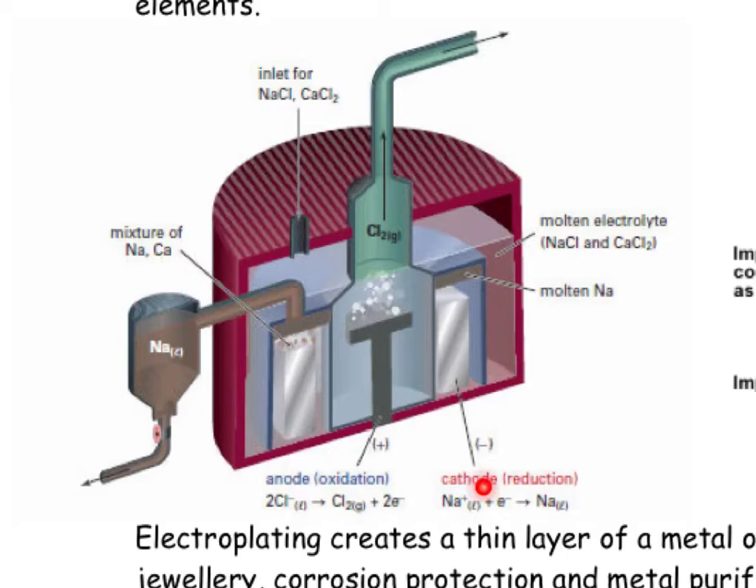The cathode supplies electrons to the Na1+ in the NaCl compound and changes it into elemental sodium. Whereas electrons are taken from the chloride ions and make chlorine gas, which bubbles out of the liquid and is captured in a container.